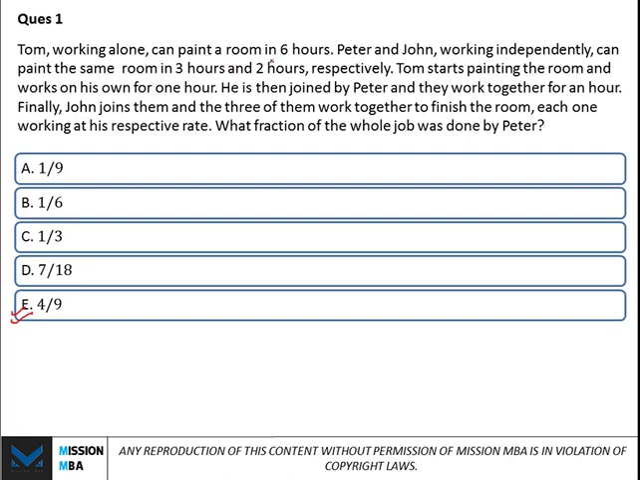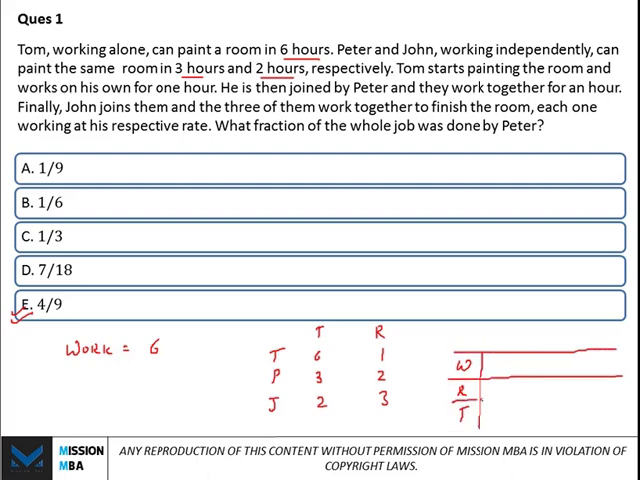Alright guys, so let's see it once again so that it becomes very clear to you. So guys, whenever you see the individual time of each and every person, assume the total work to be their LCM. So 2, 3 and 6, LCM 6. Write down their time. We have Tom, Peter and John. Their time is 6, 3 and 2. So their rate is going to be work upon time: 6 by 6, 1; 6 by 3, 2; and 6 by 2, 3. Once you are done till here, just draw the work, rate and time table and just keep on writing who comes in and who goes away.